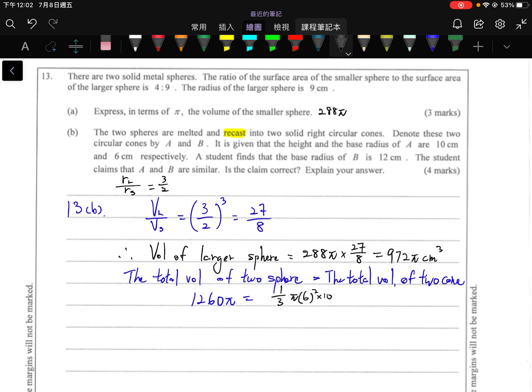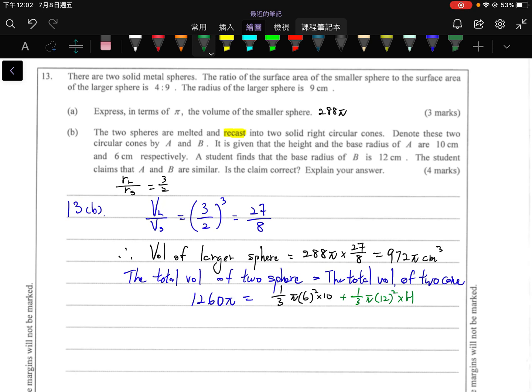And then how about cone B? For cone B, the formula is the same. It's 1 over 3 pi, and the base radius this time is 12 squared. However, we didn't have the height of cone B. Never mind, we just denote it by capital H first, and then also rely on this equation. You can find out the height of cone B easily.